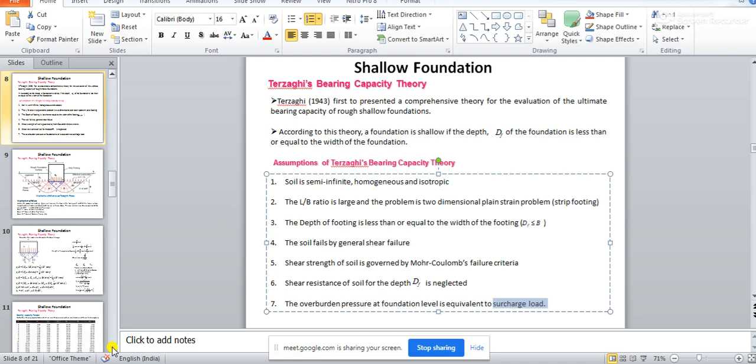So that gamma df term we are talking about, gamma df, that gamma df term is actually your overburden pressure.